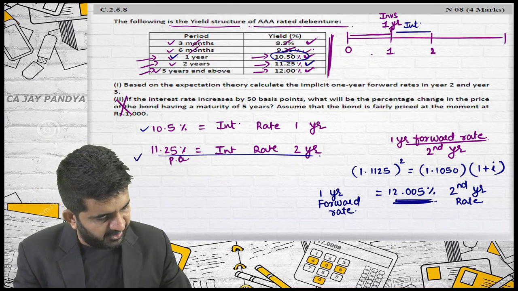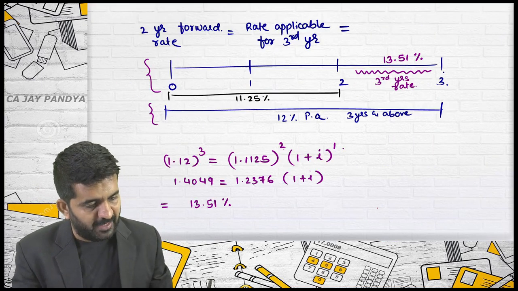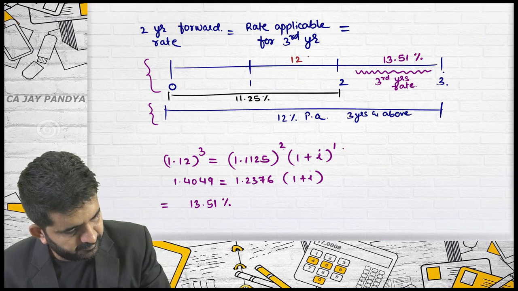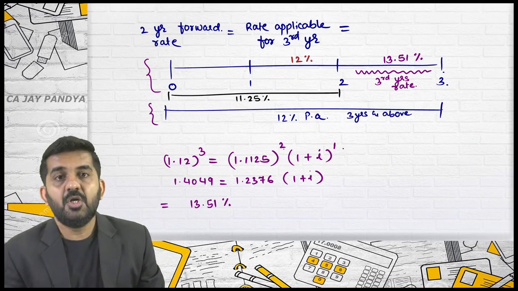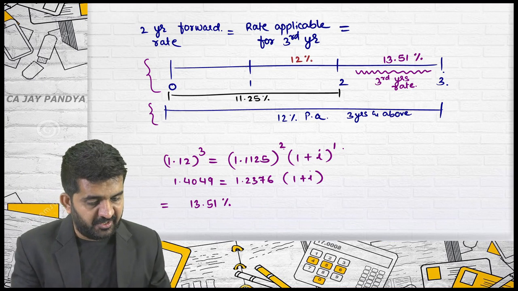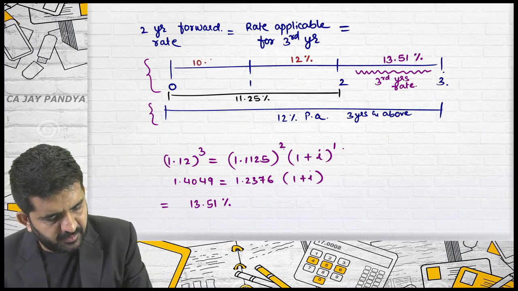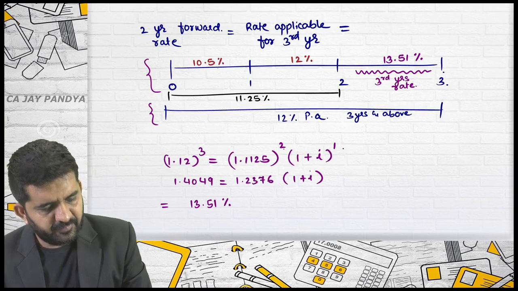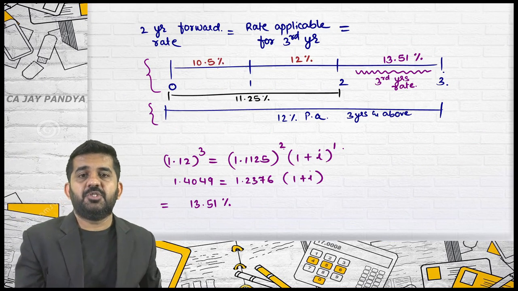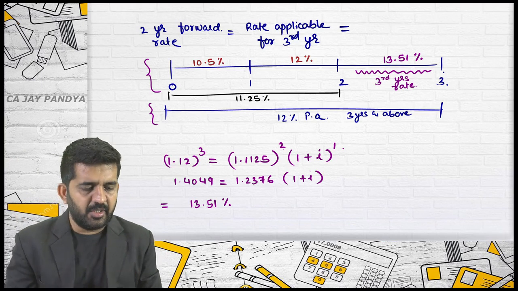I also have another figure. The first year forward rate, the 1 year forward rate, is 12%. I also have the 1 year rate. The 1 year rate is 10.5%. That's it, all right.